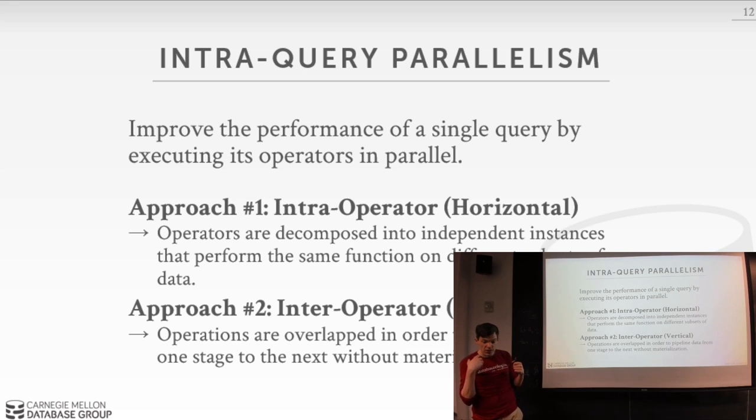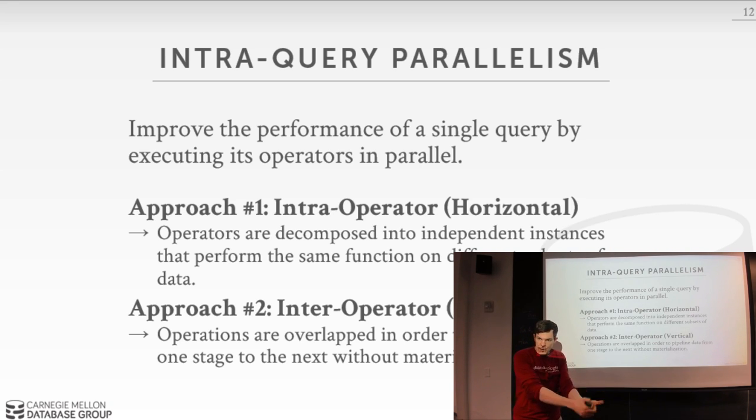Again, the idea is that we're taking a single query and we want to execute its operators in parallel to improve performance because we have the resources to do this. There's a big difference between modern systems and data systems in the 1970s and 1980s. Back then you had a uniprocessor, a single socket with a single core, but now we have multiple sockets and multiple cores per socket. So figuring out the right way to schedule these things and divide queries up is really important.